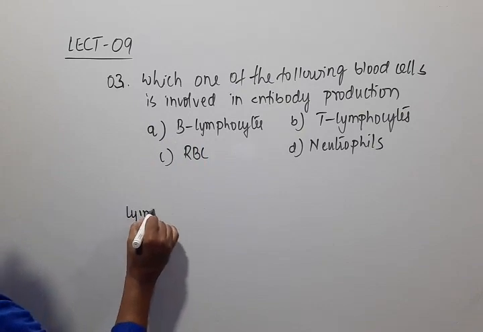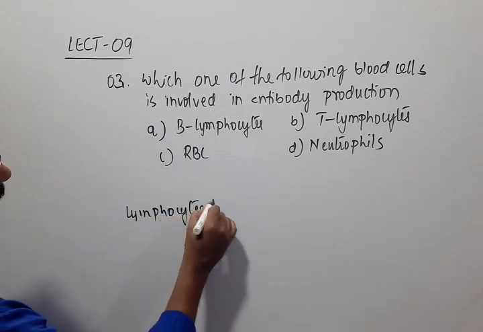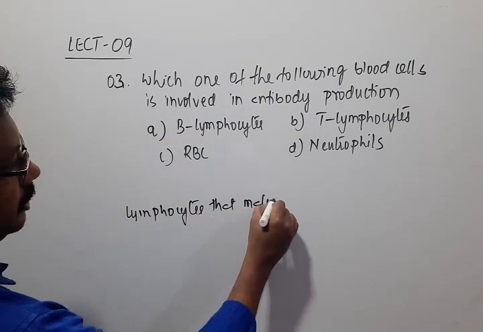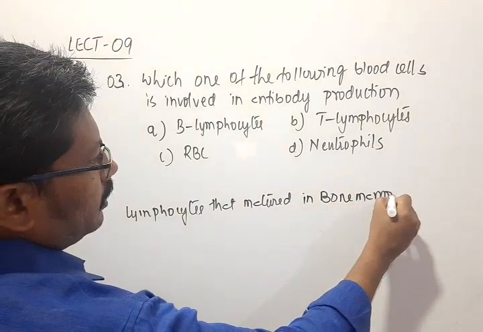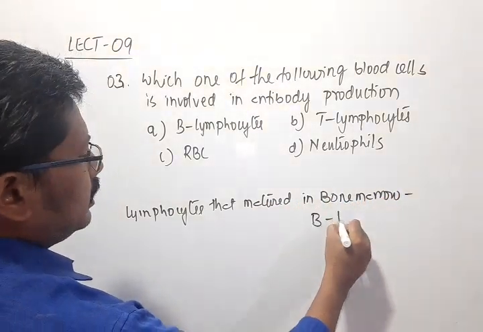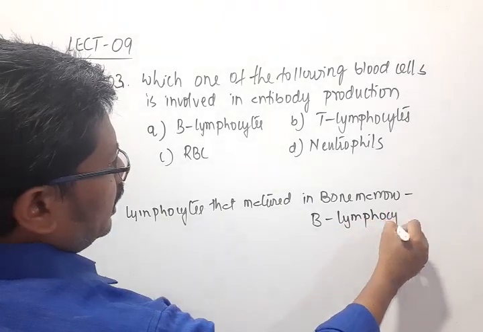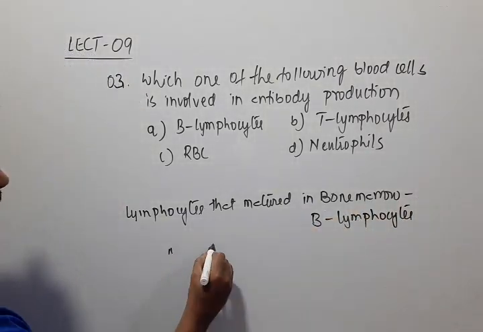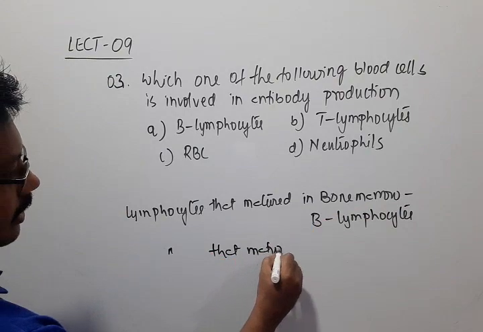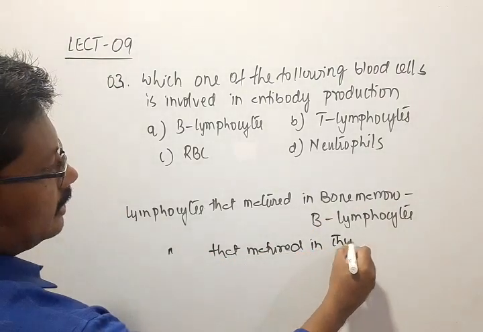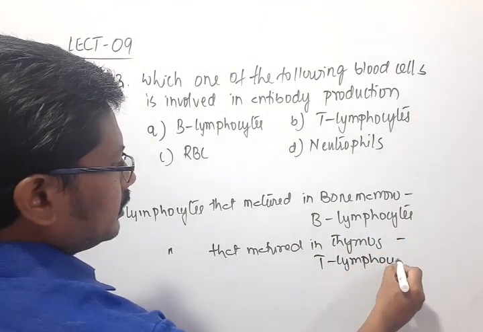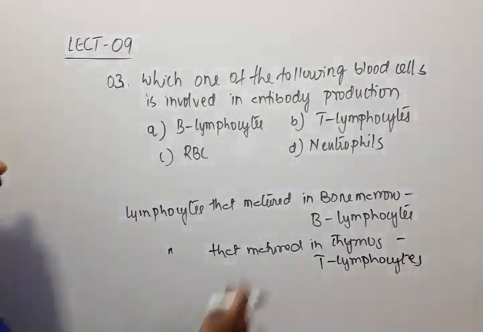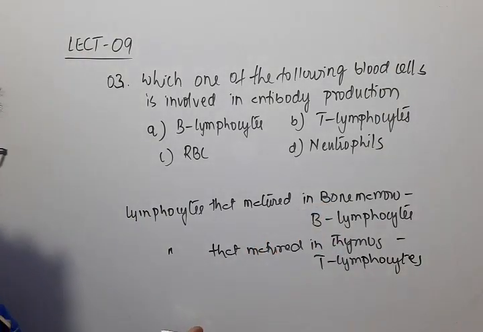Lymphocytes that matured in bone marrow are called B lymphocytes. In a similar way, the lymphocytes that matured in thymus are called T lymphocytes. I hope you have understood. The B stands for bone marrow here, and the T stands for thymus.